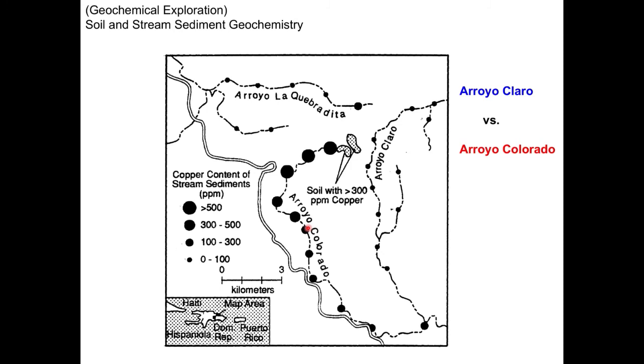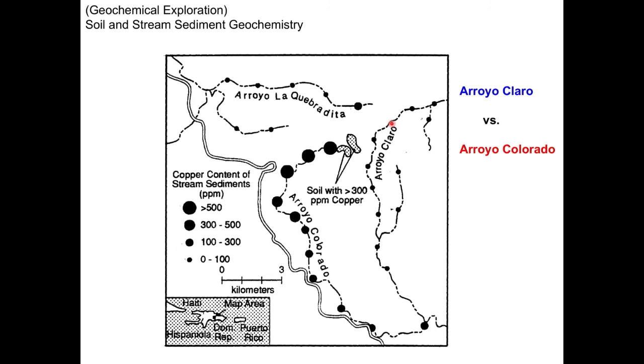Each of the dots represents the physical location where a geologist stood and said, I'm going to take a sample here, I'm going to take a sample here, I'm going to take a sample here. They send those samples to the lab, and then the size of each dot is an indication of how much copper is in that particular stream sediment or soil. So the larger dots here contain more than 500 parts per million copper, and the smaller dots here contain less than 100 parts per million copper. Notice that for Arroyo Claro, not a single one of the samples yielded copper that contained more than 100 parts per million.